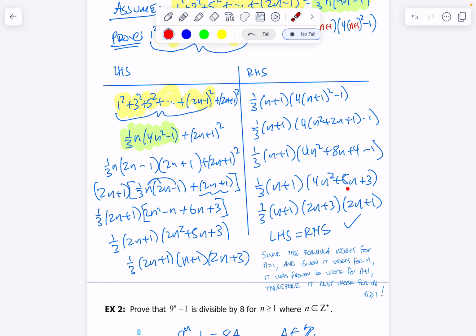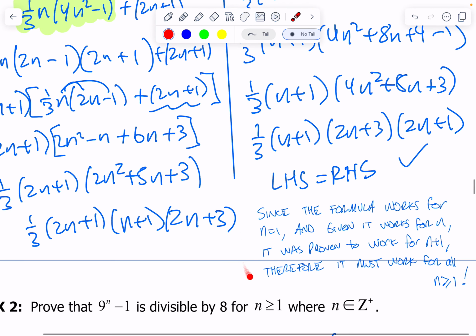That 8 looks a little munched. And then you can factor that, and hey, those factors are the same as these factors. So we end up with the right-hand side equaling the left-hand side, and then you write your little statement at the end, okay? Because the proof by induction always ends with that statement.